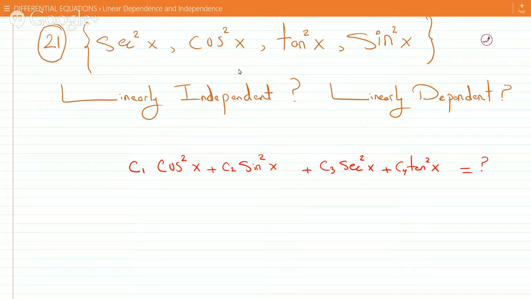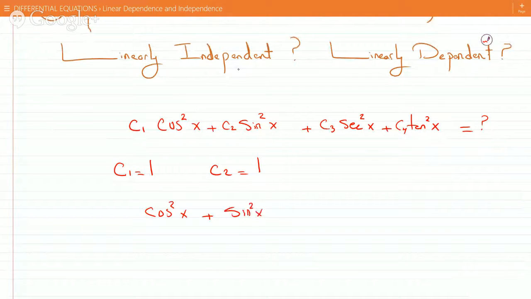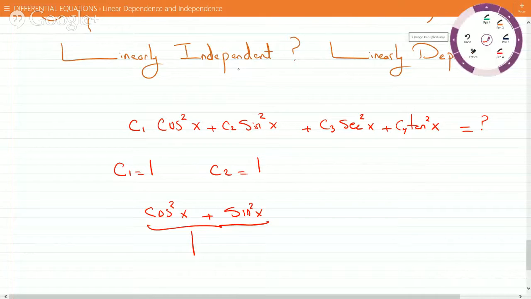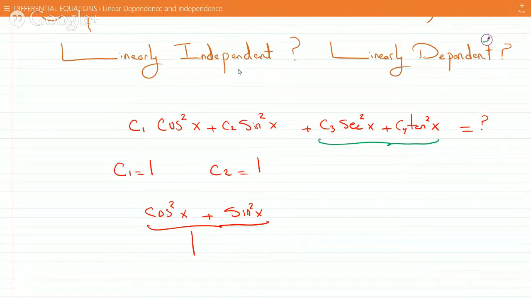Now watch. Cosine squared plus sine squared is 1 technically. So if I make C1 equals 1 and C2 equals 1, then those two would add up to cosine squared x plus sine squared x. They would add up to 1. So now the trick becomes, if I can find coefficients that make those minus 1, then they would add up to 0, yeah?